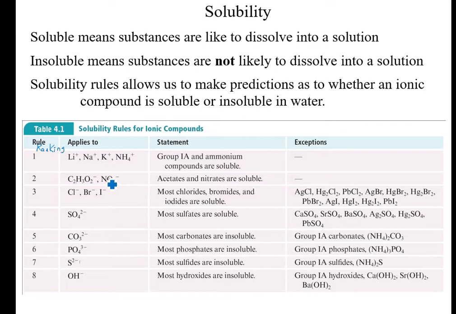So it doesn't matter what I have in front of the NO3 or what I have in front of the acetate ion, it will be soluble. Okay? Chloride, bromides, and iodides. Most are soluble, not all now, but most are soluble.